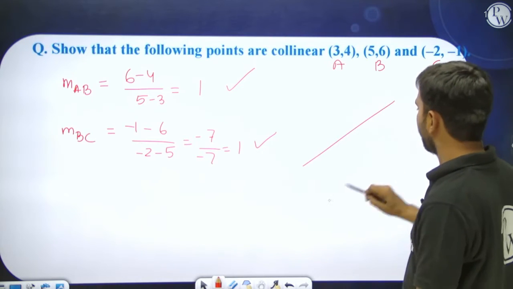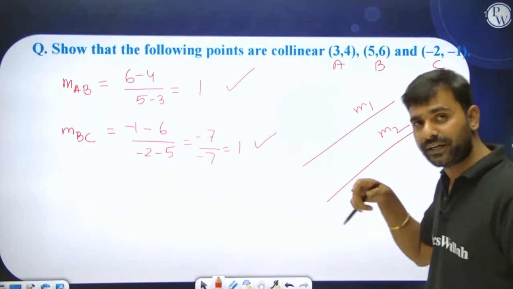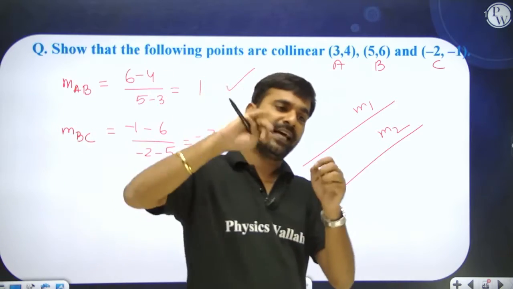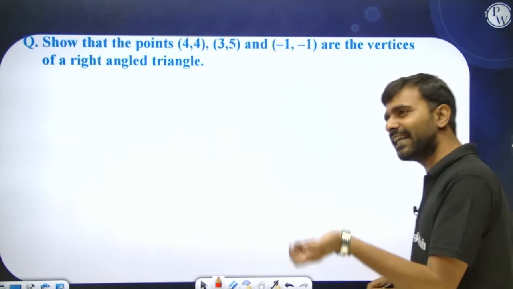Now understand, if the slopes of two lines are equal, then the lines can be parallel, but if one of the points is common in these two lines, then the lines will be collinear or coincident. Here the points are collinear and the lines are coincident.